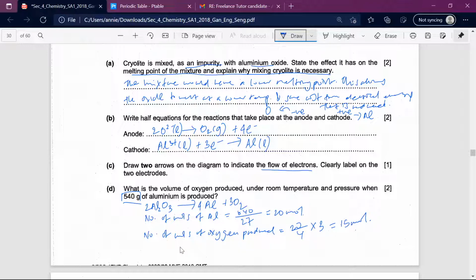And hence, the volume of oxygen produced. For gases, as you know, it is the number of moles times 24 dm cube, especially at room temperature and pressure, RTP, right? Which will give me a total of 360 dm cube. So this will be your answer.